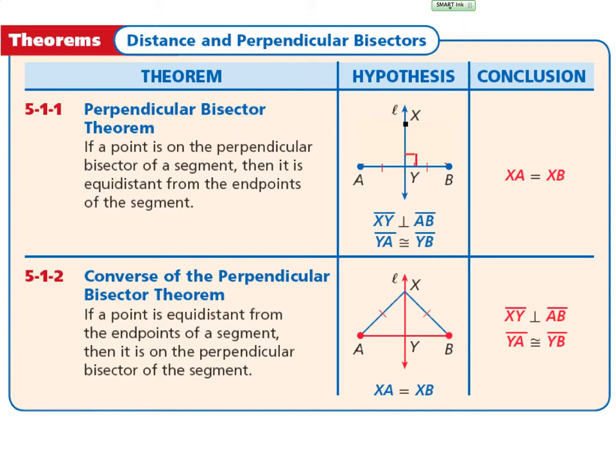So what is the perpendicular bisector's name in that picture? Line L or line XY, or maybe even just segment XY. There are different ways you could name it. So it's saying that although it's not marked, you can tell by this converse that that's a perpendicular bisector just because the distance from X to A and X to B are the same. That means it's on a perpendicular bisector.